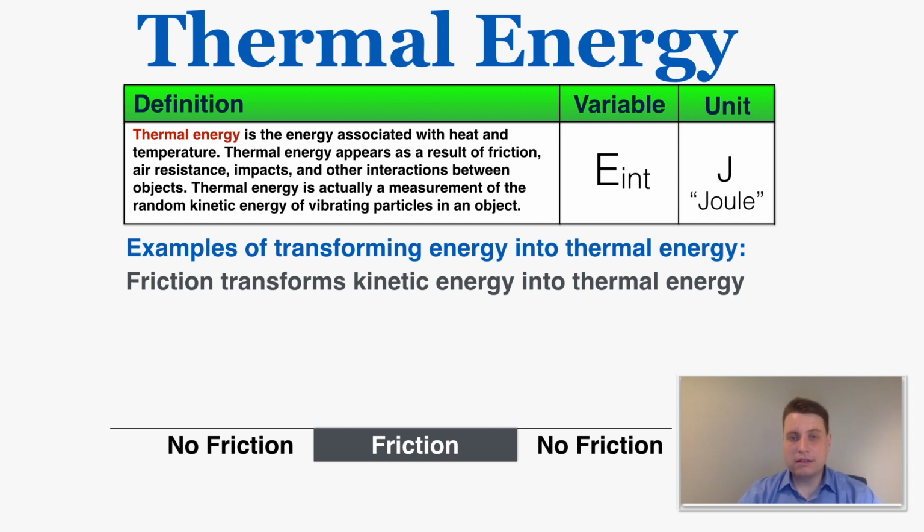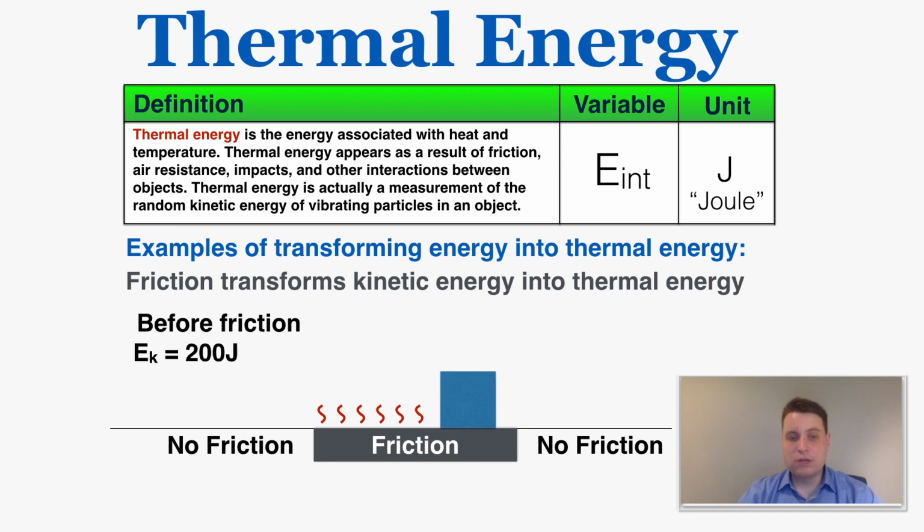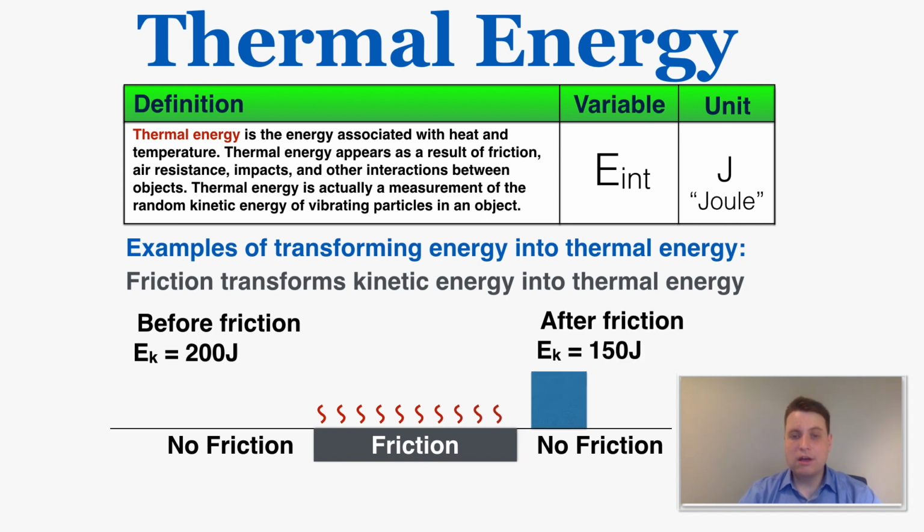We can also calculate the total thermal energy created if we know the kinetic energy before and after. Like if before we find that this object had 200 joules of kinetic energy, and after it only had 150 joules of kinetic energy, we know that the internal energy, the thermal energy created in that interaction is 50 because it lost 50 joules of energy.